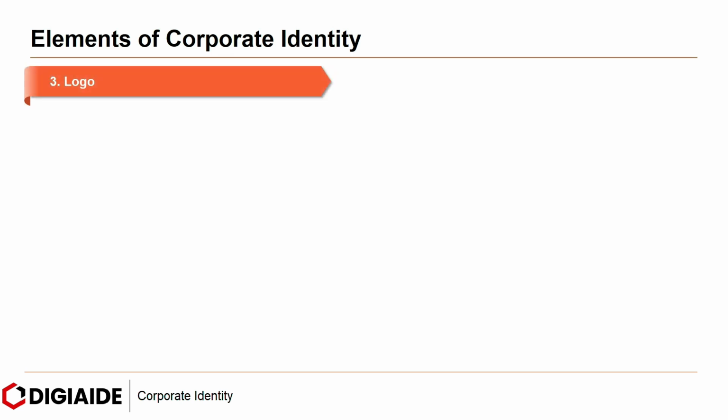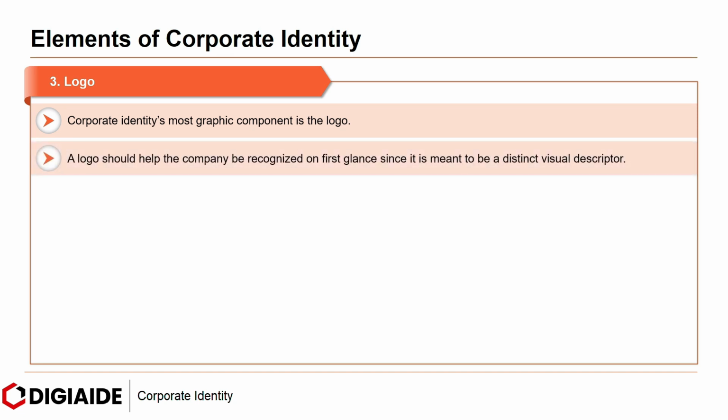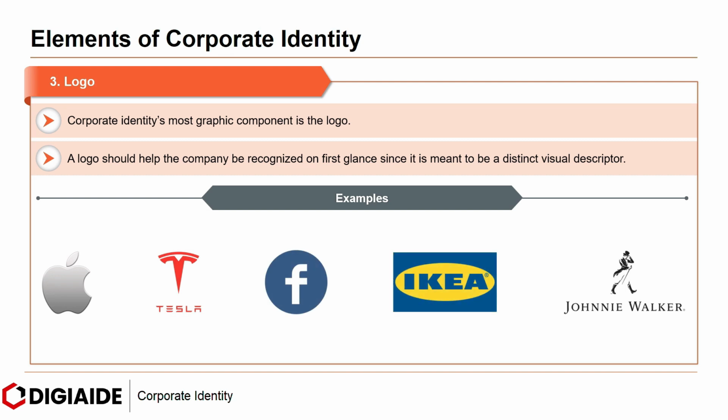Moving on to the third, logo. Corporate identity's most graphic component is the logo. A logo should help the company be recognized at first glance since it is meant to be a distinct visual descriptor. Examples of companies with famous logos: Apple, Tesla, Facebook, IKEA, and Johnnie Walker.